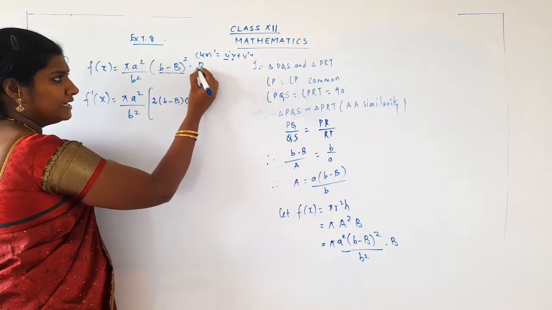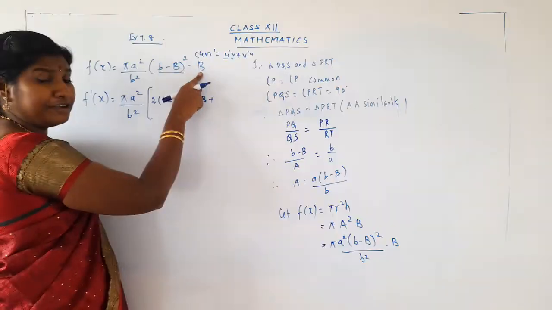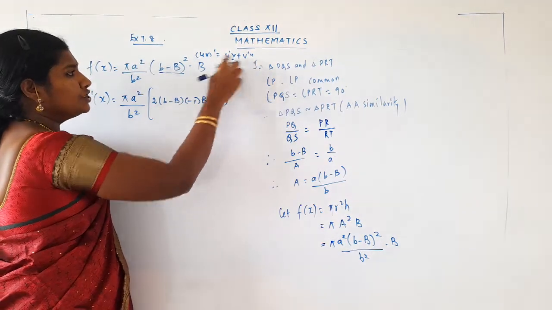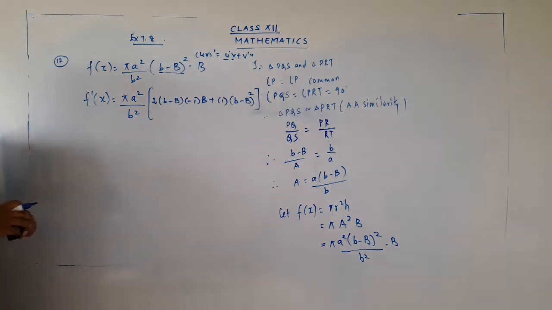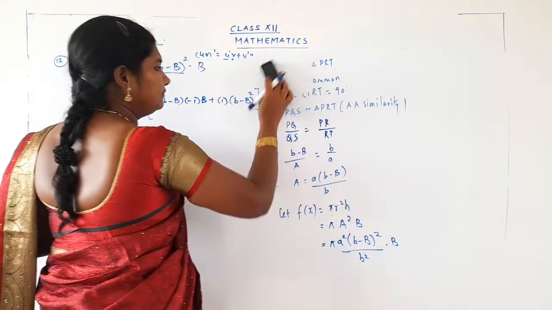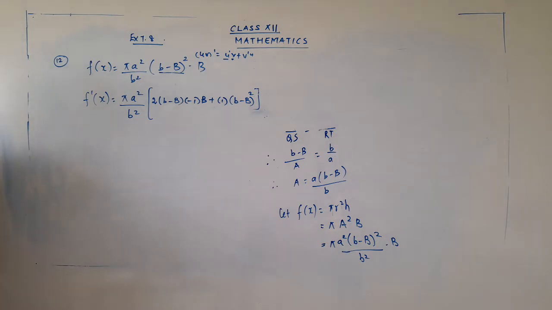V. What is V? It is B. So put here B plus V dash. What is the derivative for B? It is 1. What is U? B minus B the whole square. I'll explain to you once again the derivation, the step by step, I'll explain to you.